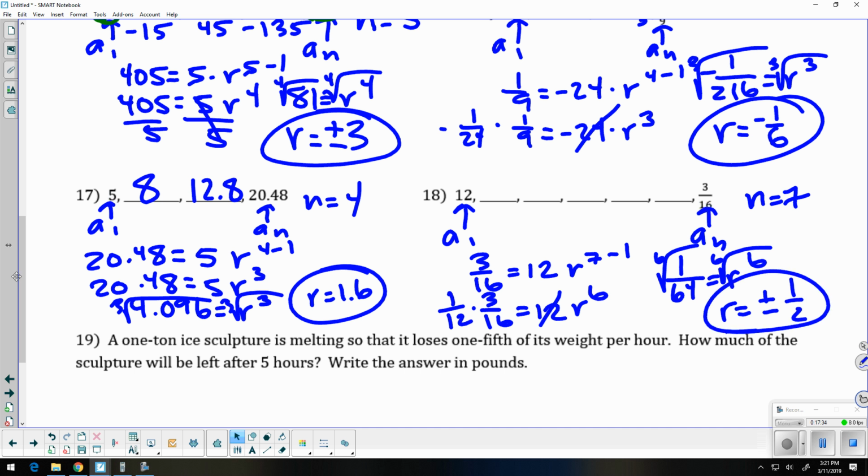So again, as far as the signs go, it's just going to alternate. We already have positive 12, so the next one is plus and minus. Next one's positive, after that's plus and minus, positive, plus and minus, ending with positive 3/16.